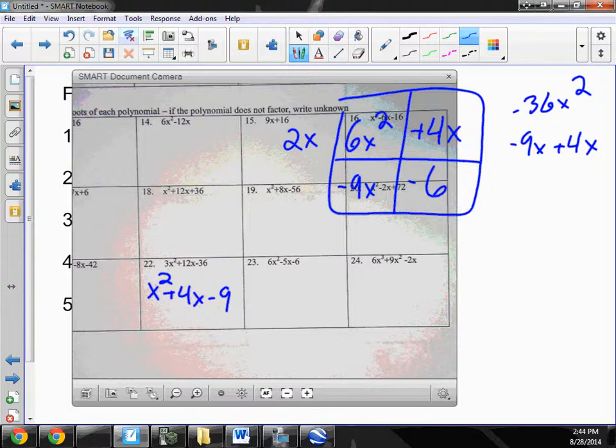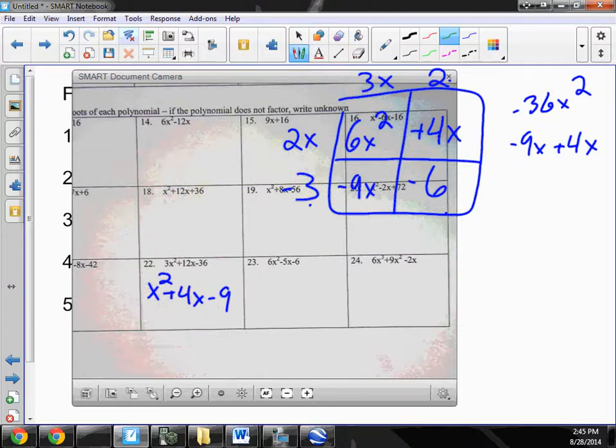What is 6x squared divided by 2x? 3x. What is 4x divided by 2x? 2. What is negative 9x divided by 3x? Negative 3. Now, is 2 times negative 3 negative 6? Yes, so I must have done it correctly.